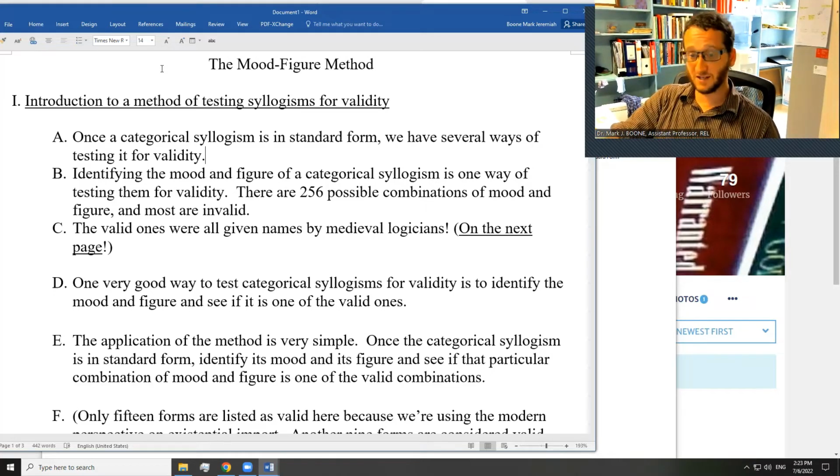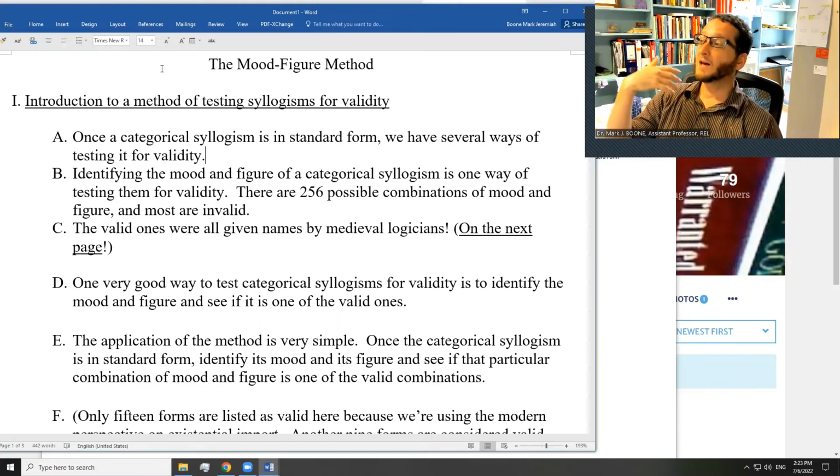Once you have all that in place, then testing the categorical syllogism for validity is very easy. It's very easy to see whether this is one of those arguments whose form, or whose pattern of reasoning, has the quality that its premises guarantee its conclusion. Let me say that a little more succinctly. Once you put the categorical syllogism into standard form, doing all the stuff I've been talking about in earlier videos, then it's very easy to test it for validity, which just means to find out if the argument is such that its premises cannot be true and its conclusion false at the same time.